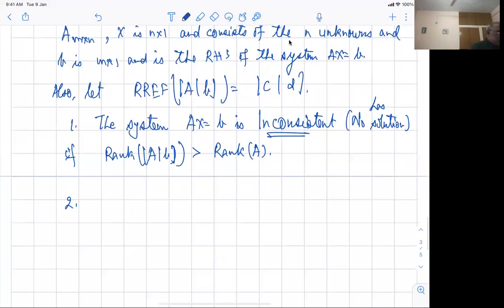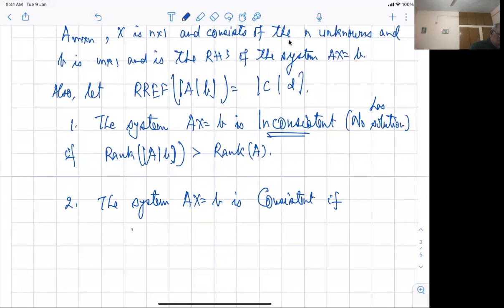2. The system Ax = B is consistent if the rank of the augmented matrix is equal to the rank of A. Fine.